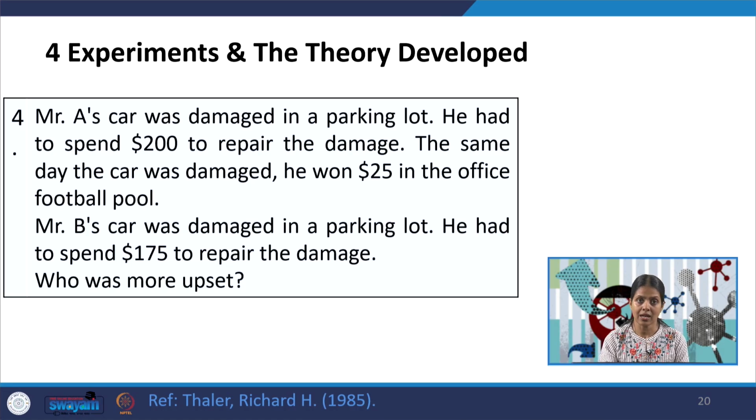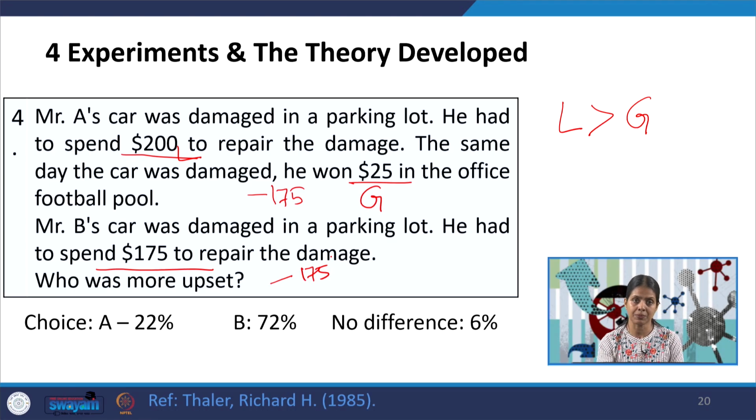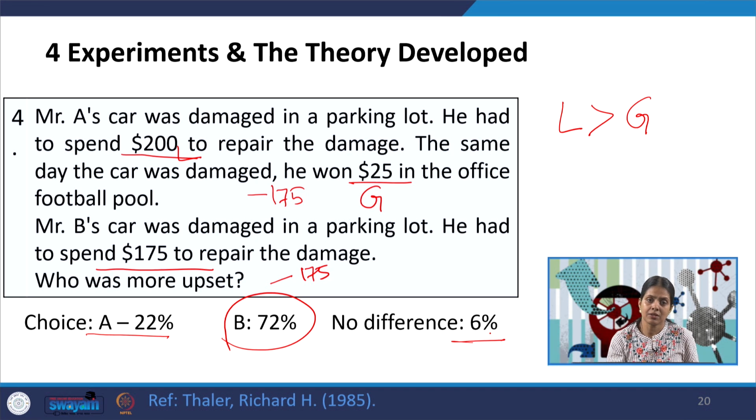So, see, two things are happening in Mr. A's life, one loss and one gain. Here the loss is greater than the gain. Mr. B's car was damaged, so he has a total amount of loss, only one thing is happening in his life, and you can see that the loss implications in terms of finances are the same, that is, net is minus 175 here, and here also this is minus 175. So, who was more upset? Again 72% said that Mr. B would be more upset as compared to Mr. A, and there was 6% for whom there was no difference.